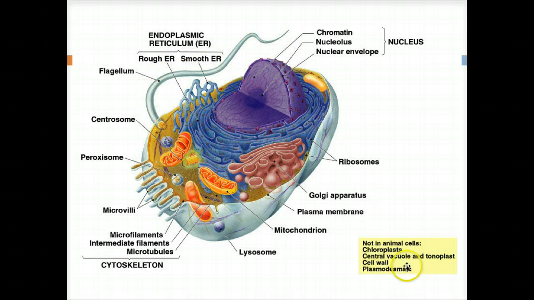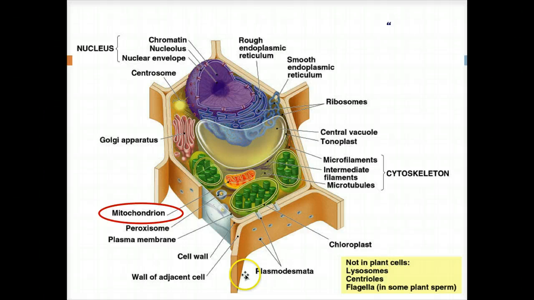And then down here on the right-hand side, these four structures are not found in animal cells. So you do not see a chloroplast, you don't see a central vacuole or a tonoplast, you don't see a cell wall, and you don't see a plasmodesmata. You do see these in the next slide, which is your plant cell.